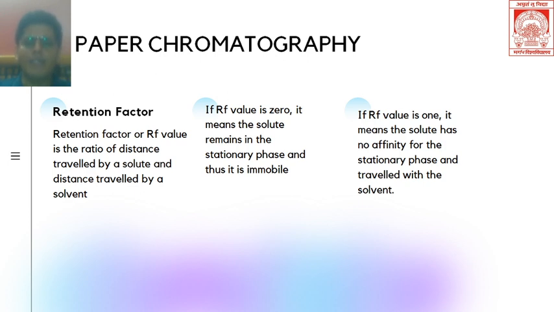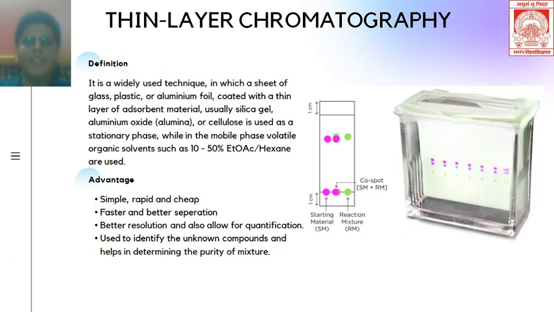If the RF value is 0, it means the solute remains in the stationary phase and thus it is immobile. Whereas if the RF value is 1, it means the solute has no affinity for the stationary phase and traveled with the solvent. The next technique is thin layer chromatography.